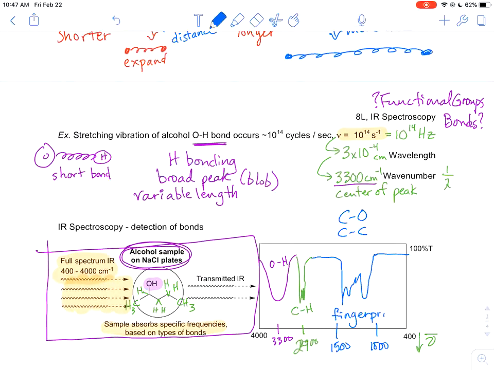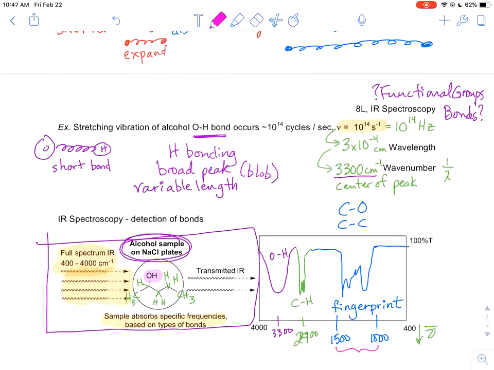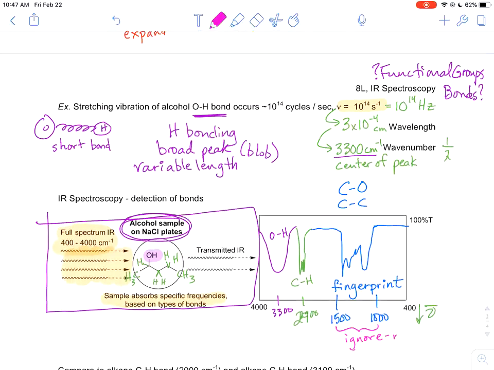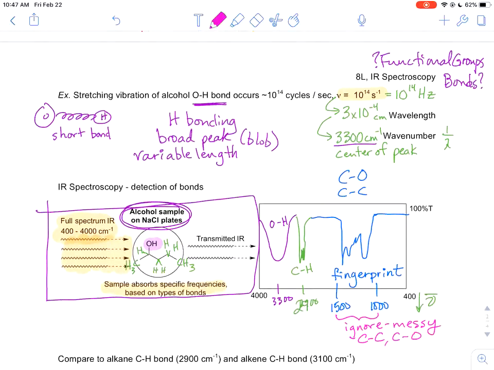Actually, everything below 1500 is called the fingerprint region, but everywhere in between 1000 and 1500 we basically ignore, because it's really messy. This is where all of the carbon-carbon and carbon-oxygen bonds show up. They overlap, and it's really hard to distinguish between those different ones, and really what we care about are the ones that stand out, the carbon-hydrogen, and more importantly, the oxygen-hydrogen bonds. Great. Okay, so that establishes that.